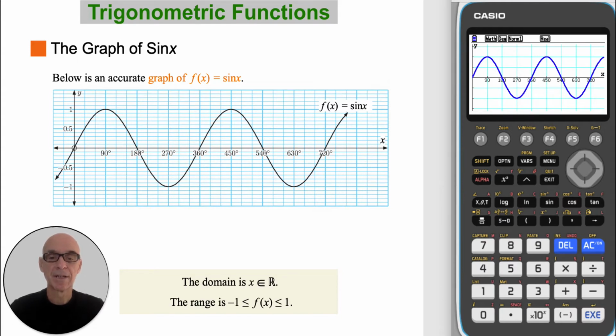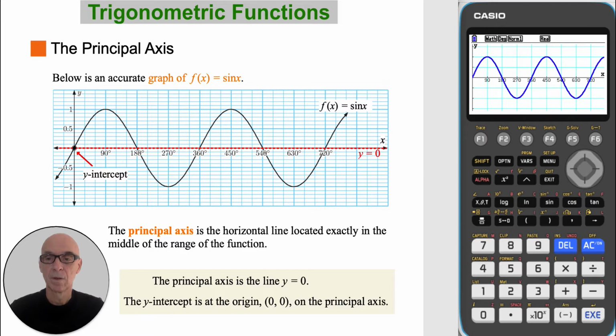The domain of sin x is the set of all real numbers, and the range is all the numbers from -1 up to +1. The principal axis is a horizontal line located exactly in the middle of the range of the function. The principal axis of sin x is the line y equals 0, or the x-axis. The y-intercept is at the origin, the point (0, 0), which is on the principal axis. Note also that the graph of sin x increases through the y-intercept to a maximum point.